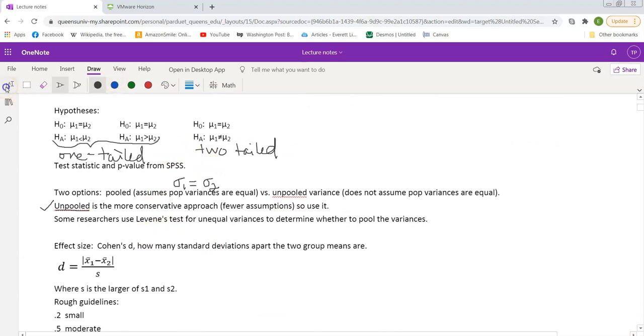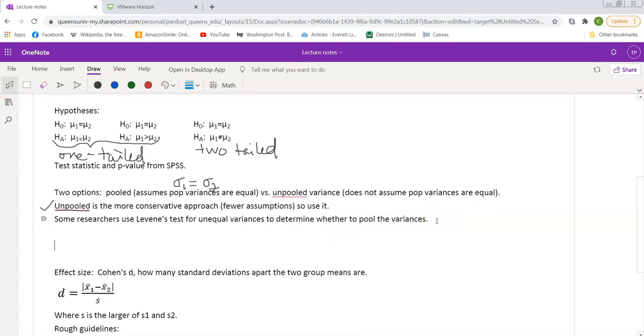I'm going to write down here what our steps are in SPSS. We're going to go to Analyze, Compare Means, Independent Samples t-test.